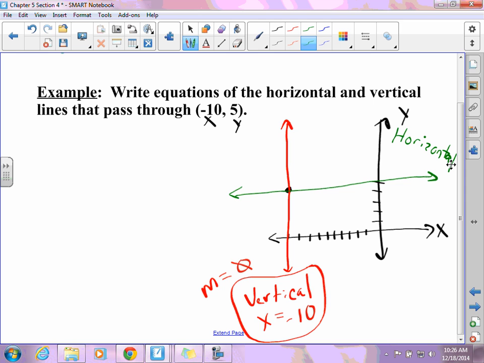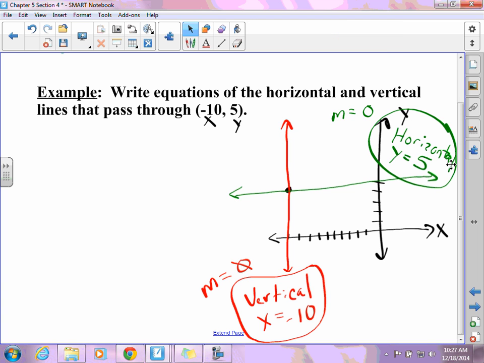What is the slope of a horizontal line? It's 0. So when you do this in your homework, all you need to do is write horizontal, y equals 5. Vertical, x equals -10. Done. You don't have to draw it. But for my visual learners, sometimes you need to see it to be able to do it. And that's okay. If you want to draw it, go ahead and do that. But you need to remember it and you need to understand it.